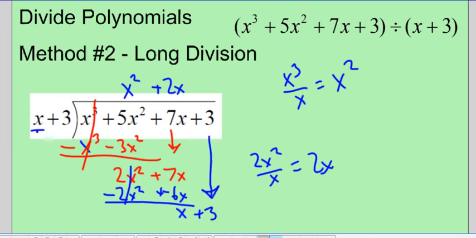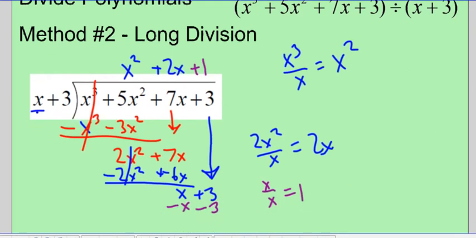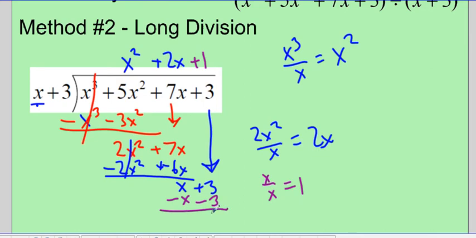Well, how many times does x go into x plus 3 and x plus 3? Well, that's like x divided by x. It's going to be 1. So it's going to be a plus 1 on top. 1 times x is x, and 1 times 3 is 3. And you're subtracting those. And I'm running out of space, so I'm going to move this down a little. Then you're left with 0, so you have no remainder. And your answer is x squared plus 2x plus 1.